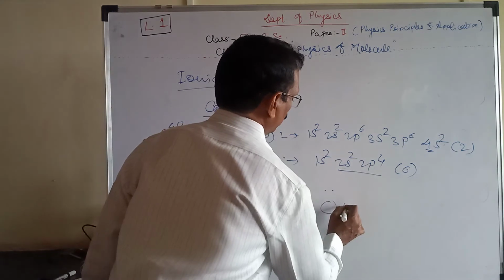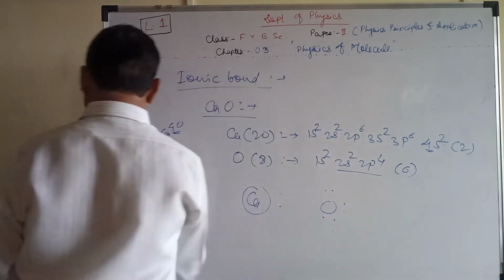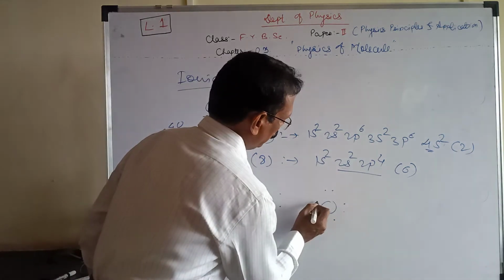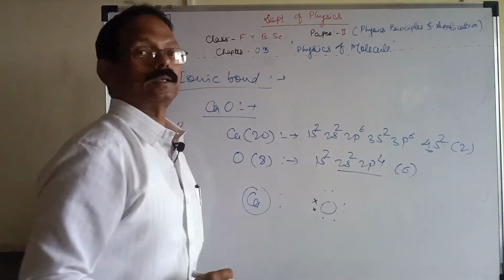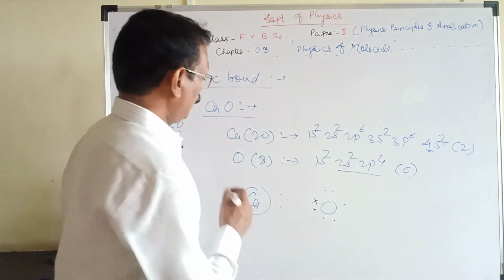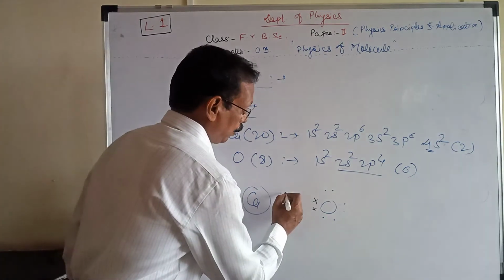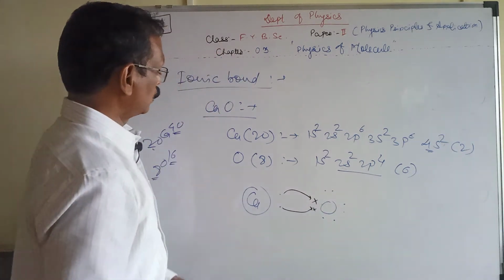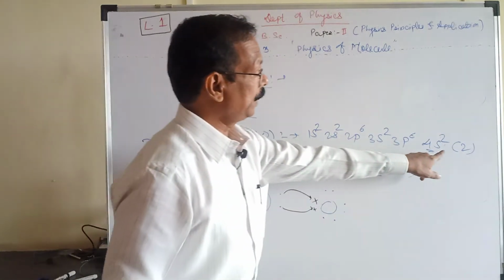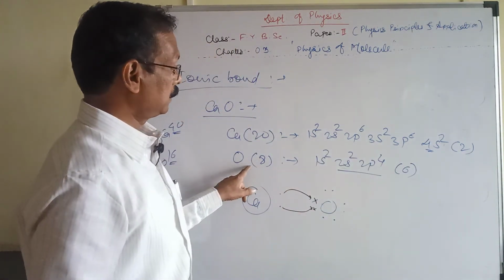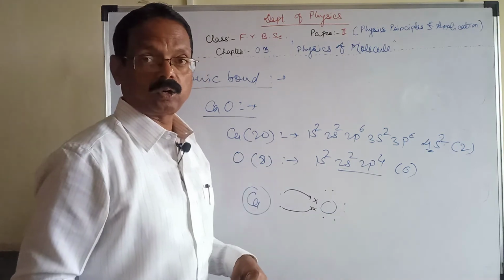So 1, 2, 3, 4, 5, 6 here. In this case, by another color, we can draw. Now these are the 2 vacancies, or there is the absence of electrons here. So calcium Ca donates 1 electron to this position and 1 electron to this. So Ca has 2 electrons sitting in the outermost orbit. These are the valence electrons. And in the case of oxygen, there are 6 electrons in the outermost orbit here.